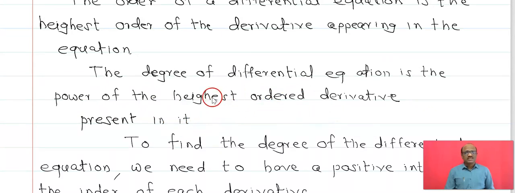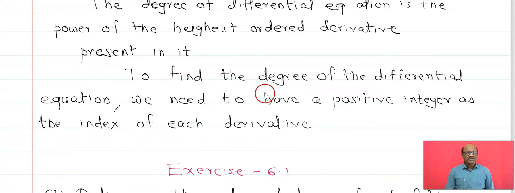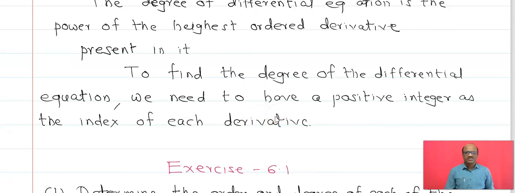ज्याची ऑर्डर जास्त असेल त्याचीच डिग्री आपण इथे कन्सिडर करणार आहोत. That is called the degree of the differential equation. To find the degree of the differential equation, we need to have a positive integer as the index of each derivative. प्रत्येक डेरिव्हेटिव्हचा इंडेक्स हा कसा असला पाहिजे, तर पॉझिटिव्ह इंटिजर असला पाहिजे. त्याच्यात रूट साइन, फ्रॅक्शन्स, निगेटिव्ह साइन्स नको असली पाहिजे. Then we can find out the order and the degree of the differential equation.